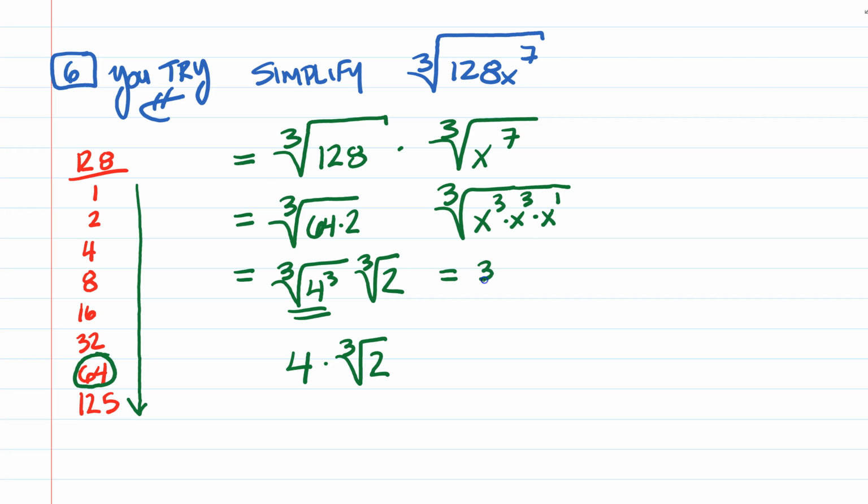This breaks down to the cube root of x to the 3rd times the cube root of x to the 3rd times the cube root of x. This, of course, is just the number x. This, of course, is just the number x. And this is a cube root of x.